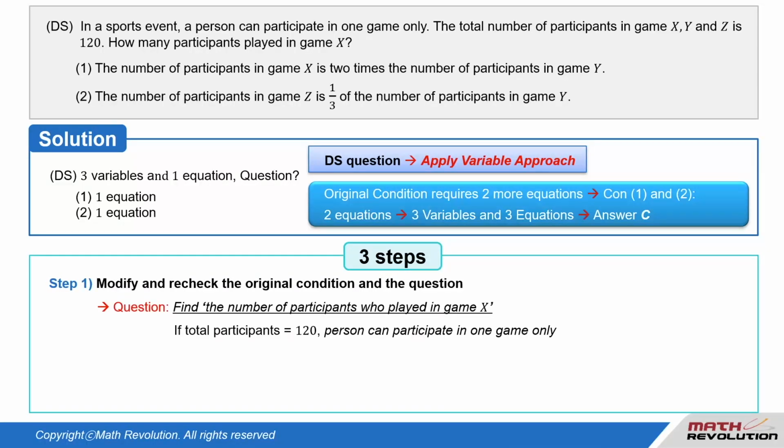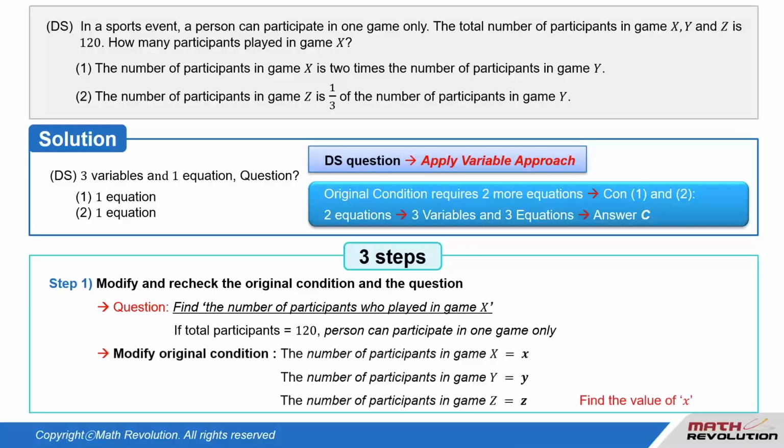Let's follow the first step of the variable approach by modifying and rechecking the original condition and the question. We have to find the number of participants who played in game X. The total number of participants in game X, Y, and Z is 120, and a person can participate in only one game. Here we are talking about the number of participants. So let the number of participants in game X, Y, and Z be X, Y, and Z respectively. So, our question is to find the value of X.